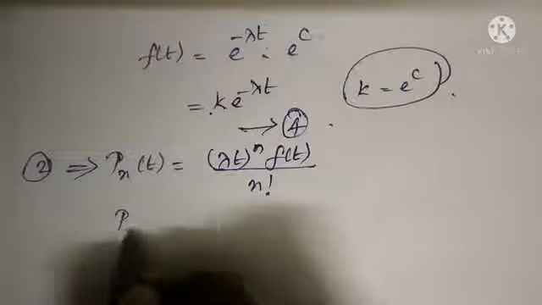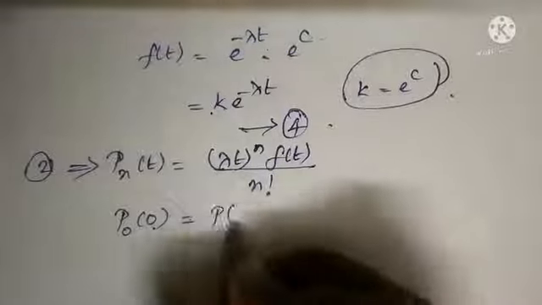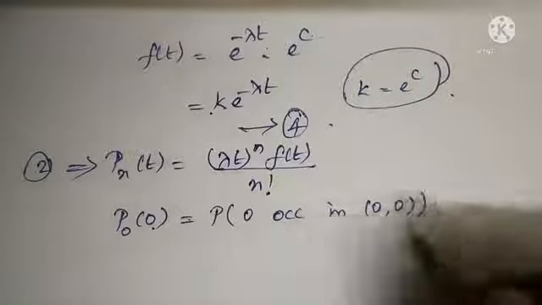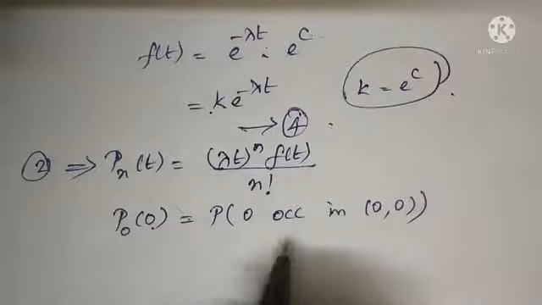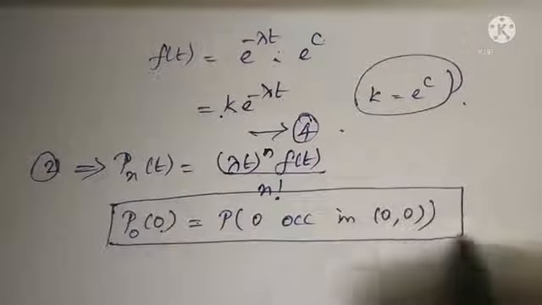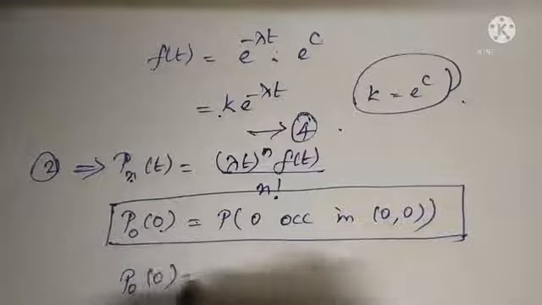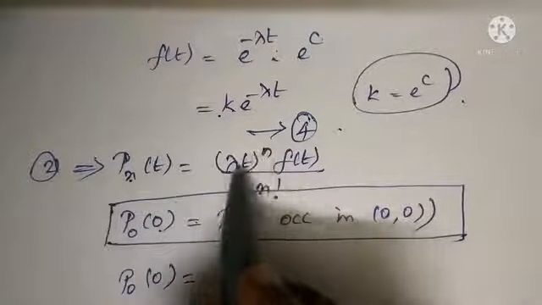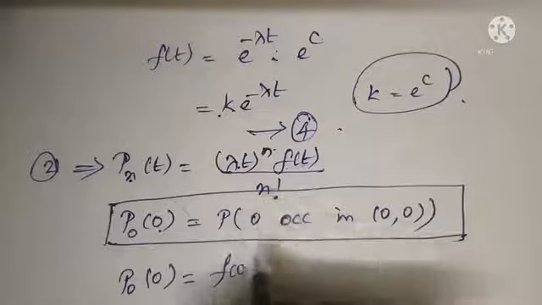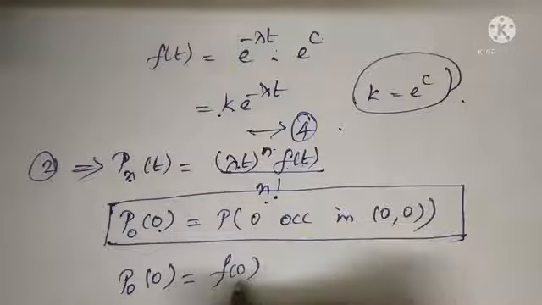Listen here, let us find what P naught of 0 is. What is the meaning of P naught of 0? It is the probability of 0 occurrences in the interval 0, 0, okay? So now I put n equal to 0, t equal to 0. When n is 0, it becomes 1, t is 0, f of 0, and 0 factorial is 1. Lambda t whole power 0 is 1. It is f of 0.